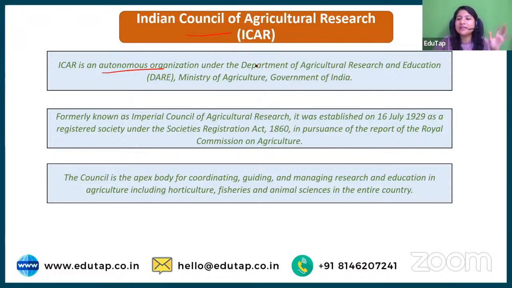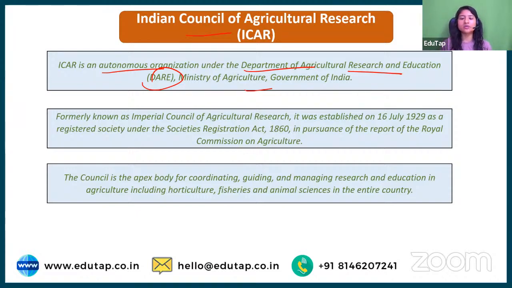ठीक है, वो approval देता है, and it comes under what? It is an autonomous organization under the Department of Agriculture Research and Education. DARE में short form में बोलते हैं, Ministry of Agriculture के अंदर में आता है. ठीक है, how was it established? So during the British Raj, it was not like that. They were concerned about the agriculture in India and they wanted to get the maximum out of it.